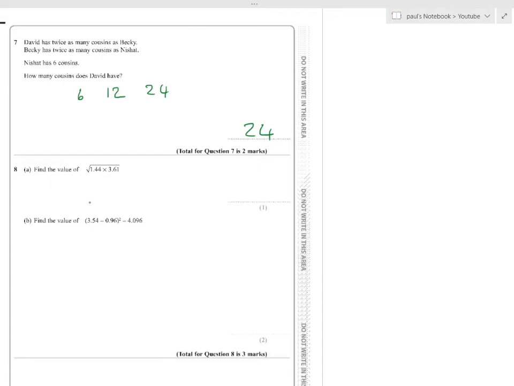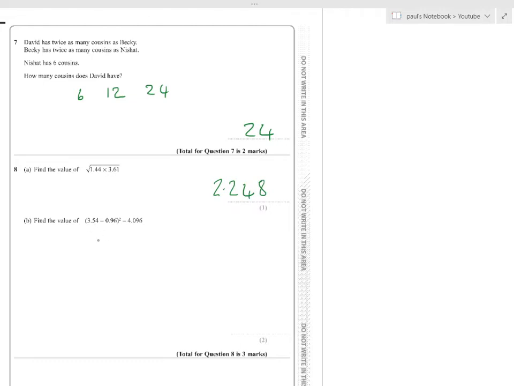Let's try that again. 1.44 times 3.61 equals 5 point something, and then do the square root of the answer. 2.248. 2.248. What about this one?